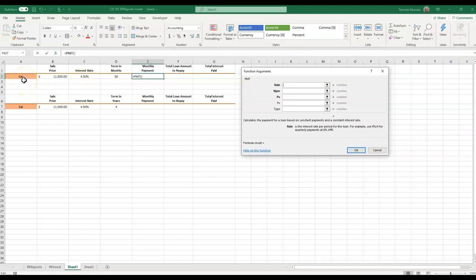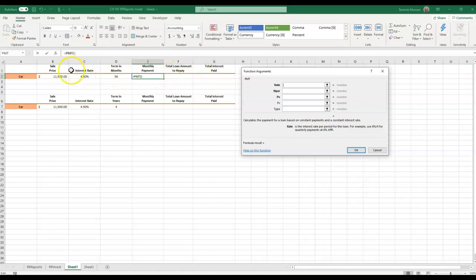I want to purchase a car. I can see what the sale price is. I see what the interest rate is. The term, this one is in months, this one is in years, so we're going to talk about the difference. The monthly payment, the total loan amount to repay, and the total interest that we're going to pay or repay. So these 2 cells or columns you may not have in your activity, but it may be part of your assignment. So I want to make sure that I cover those.